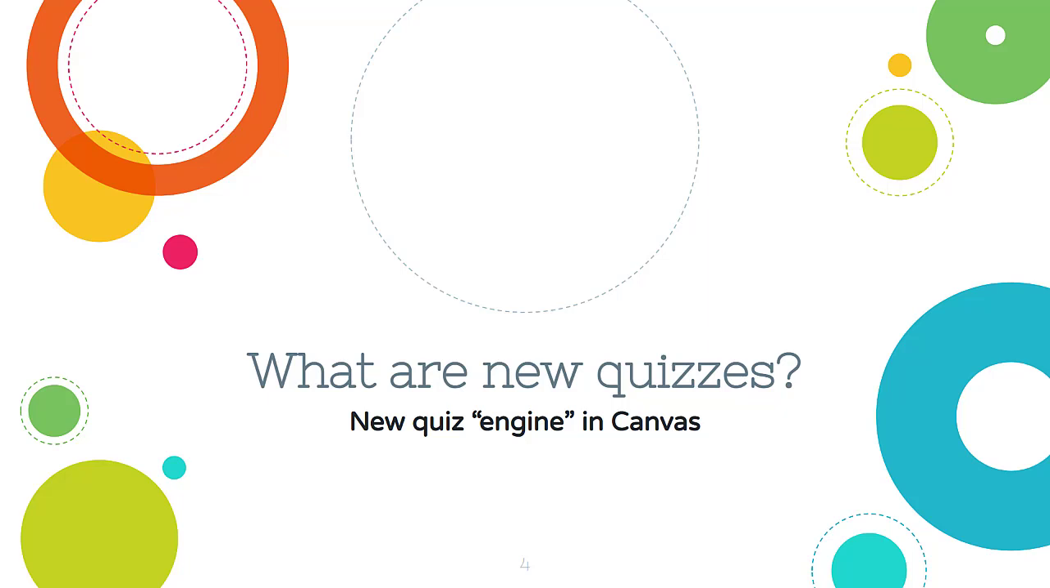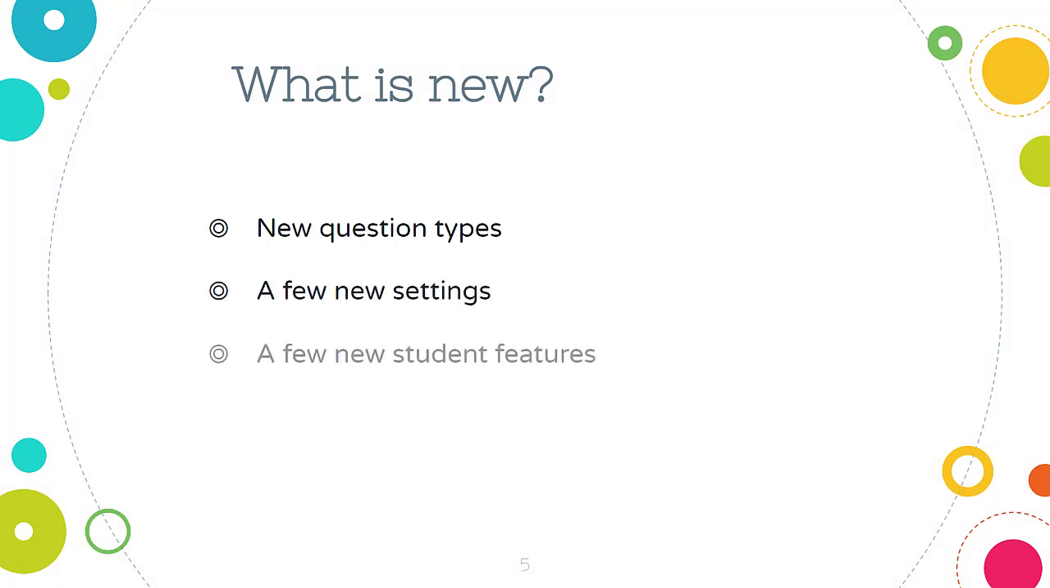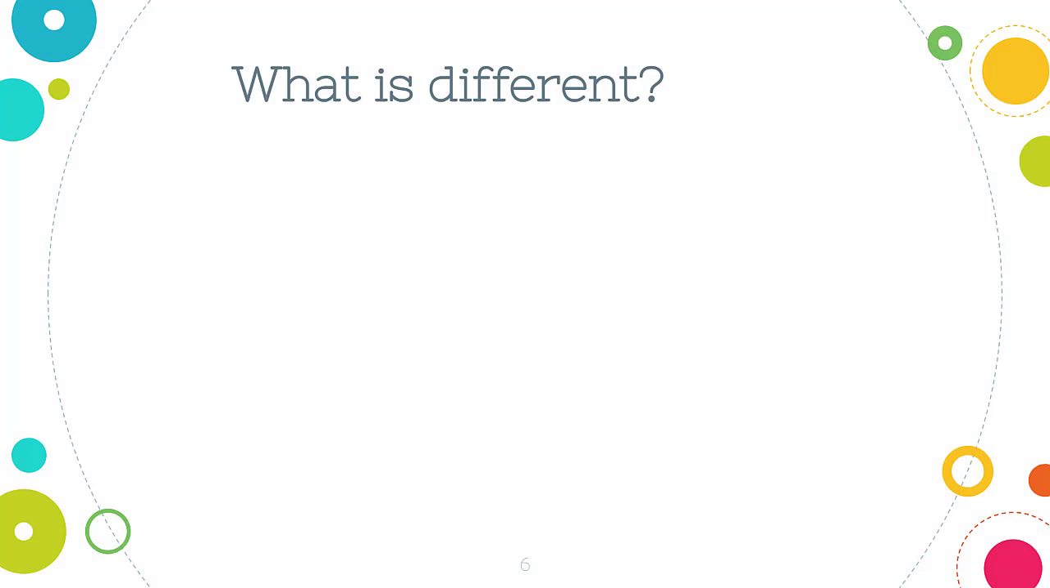So new quizzes are basically the new quiz engine in Canvas. And the idea is that this will eventually replace classic quizzes, the quizzes that we're used to using in Canvas. And so rather than making changes or updates to classic quizzes, Canvas has built a new quiz engine from the ground up, and it does include some new question types, a few new settings, a few new student features, and a really useful accommodation feature. And it definitely has an updated look and feel, and I'll show you that in a minute and you'll immediately know what I'm talking about.